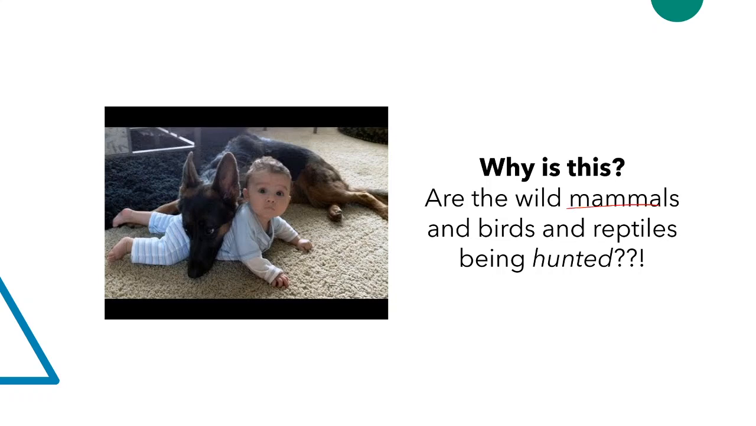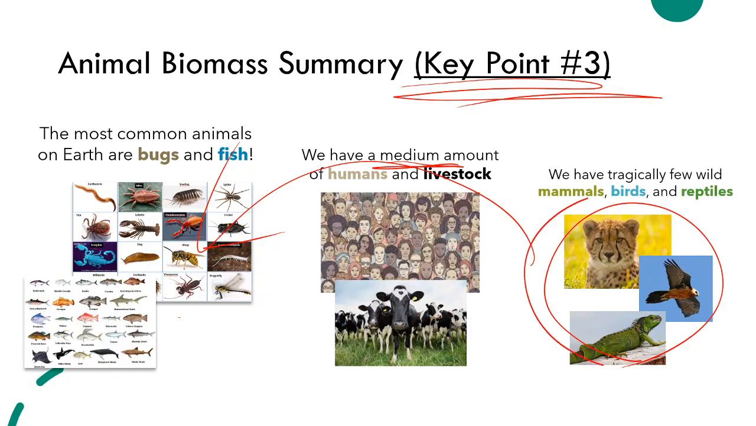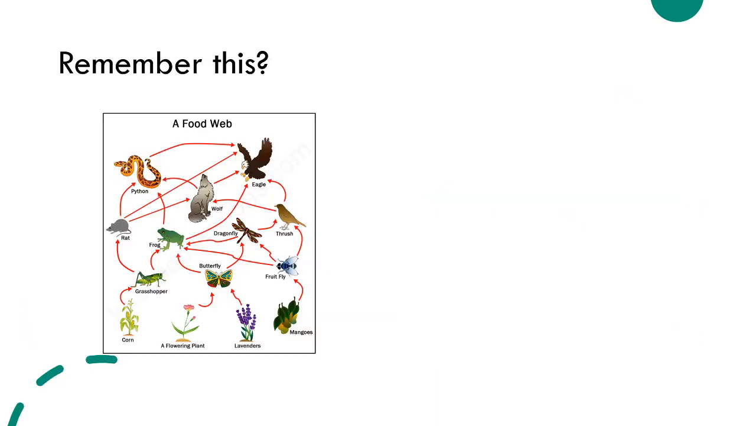Why is it? Are the wild animals and birds being hunted, maybe? Did there used to be a lot more of them, but people are killing animals and now there's hardly any of them left? Well, you're partially correct there, you're kind of on the right track, but that doesn't tell the whole story. In order to figure out why this group here is so small, we gotta think back.